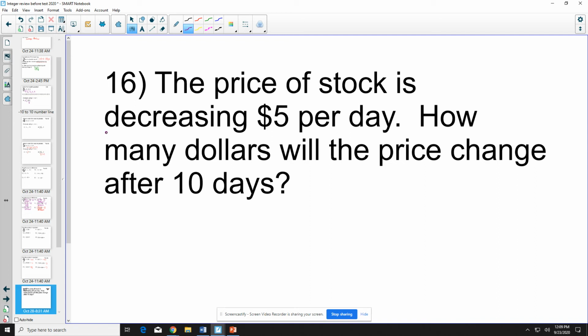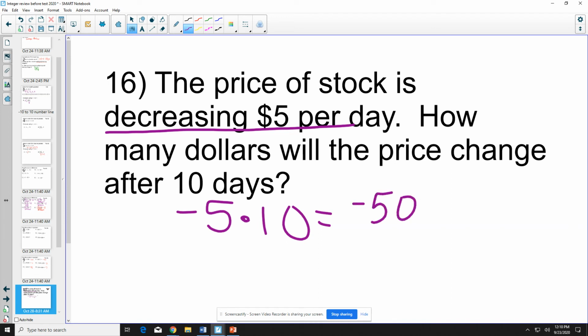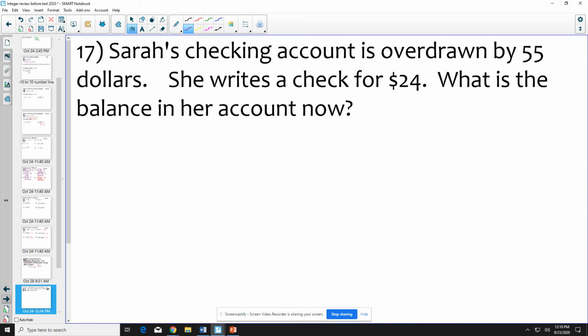Okay, let's check. Decreasing 5 would be -5 because it's going down 5. But it's going to do this every day for 10 days. So it's going to go down 5, down 5, down 5, 10 times. So you should be multiplying by a 10. A negative times a positive is a negative. That means it will decrease $50 over 10 days. So it's decreasing $50.